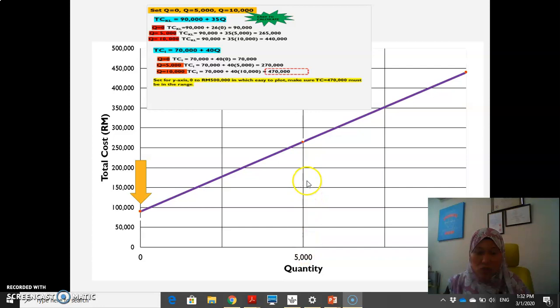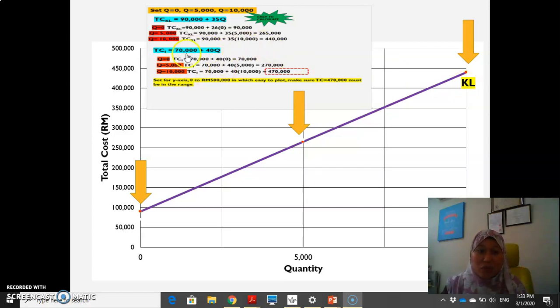So here you go up. Okay, I think about this. Oops, sorry. And then for 10,000, it's going to be 440,000, so it's about here. All right, what you have to do is connect all these three dots that I have drawn just now with this purple line, and then we need to put the label KL so that we can remember it after that. Don't forget to label the line that you have drawn.